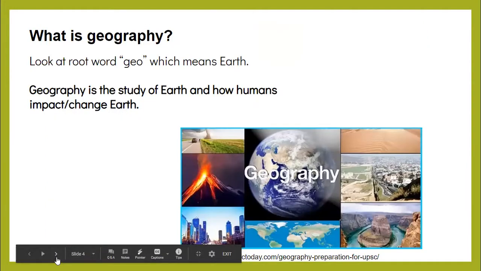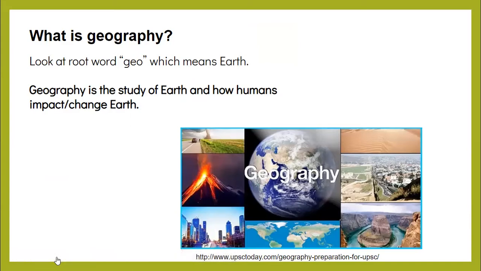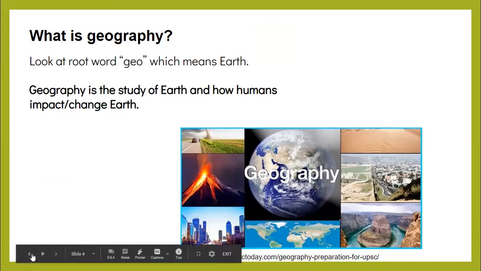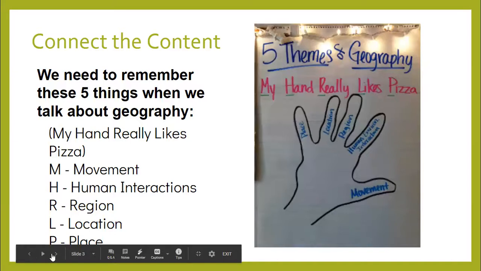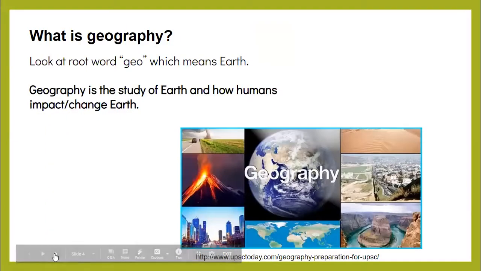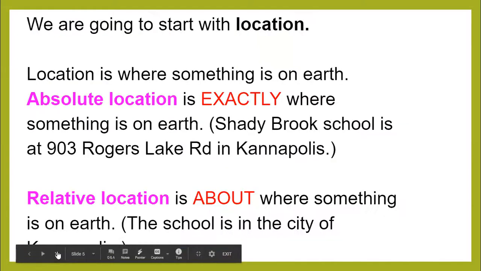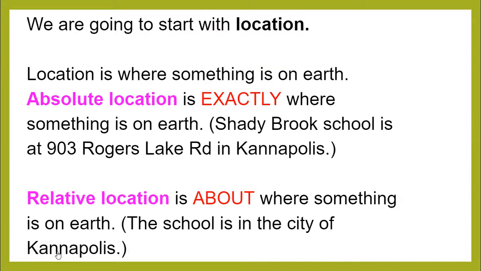Before we get started looking at our first spot on our hand, let's take a look at the root word geo, which means earth. Geography is a study of earth and how humans impact or change earth. Let's review though. We're going to start with location. Location is where something is on earth.